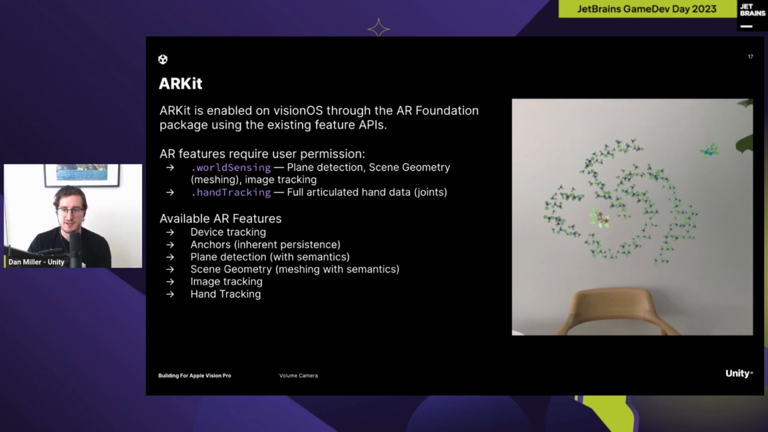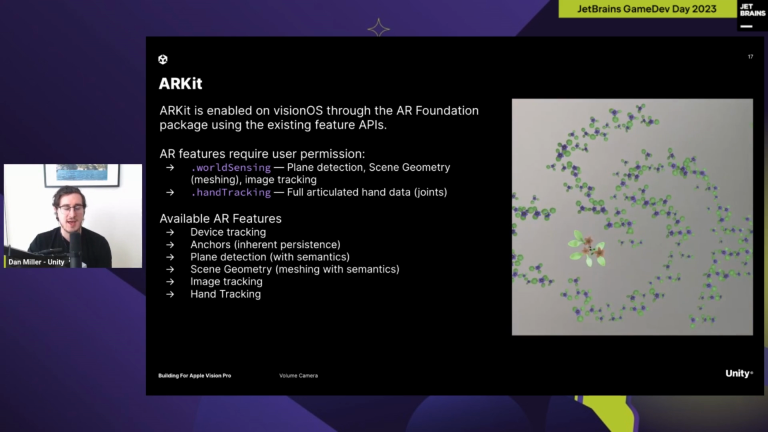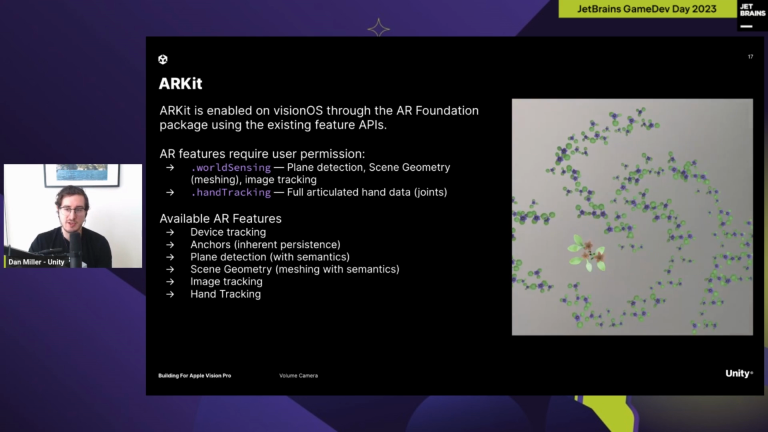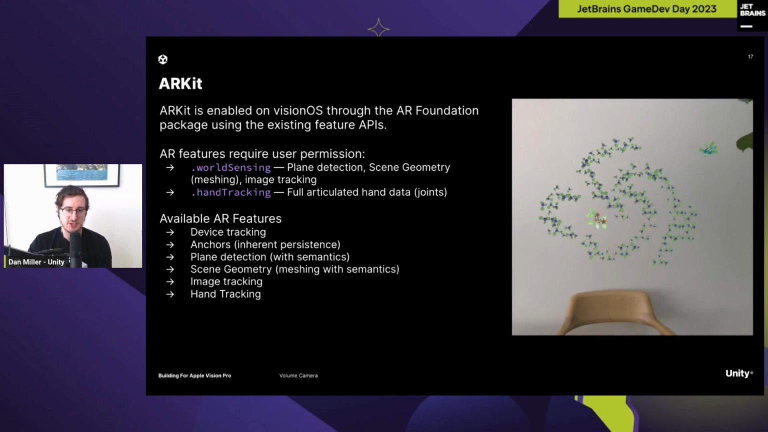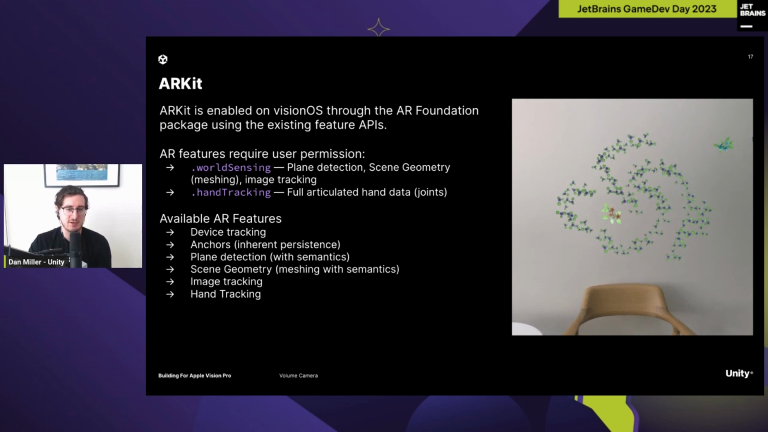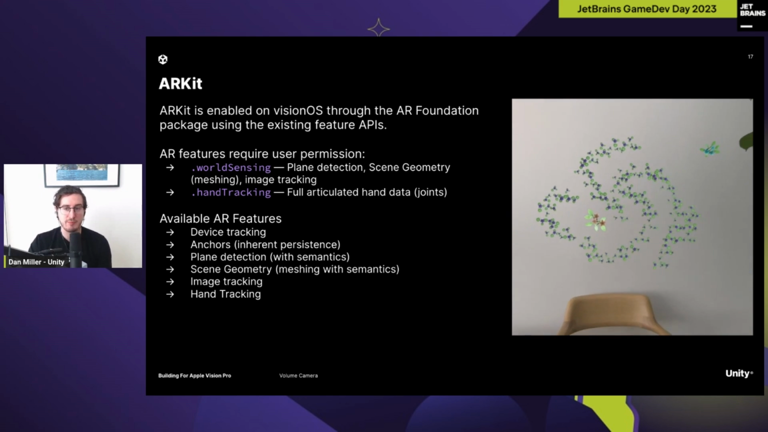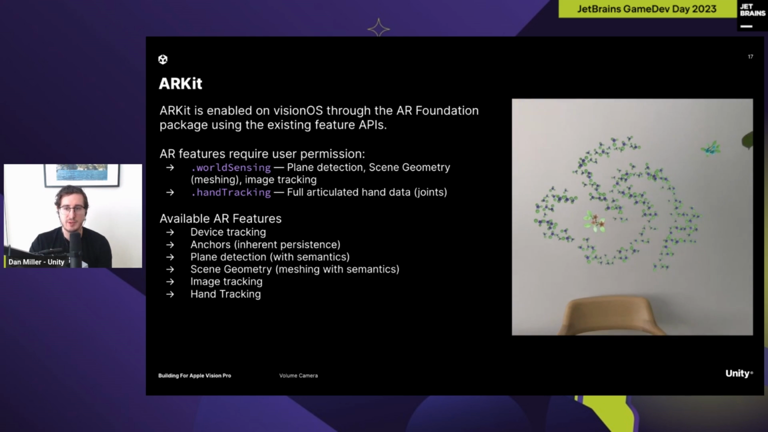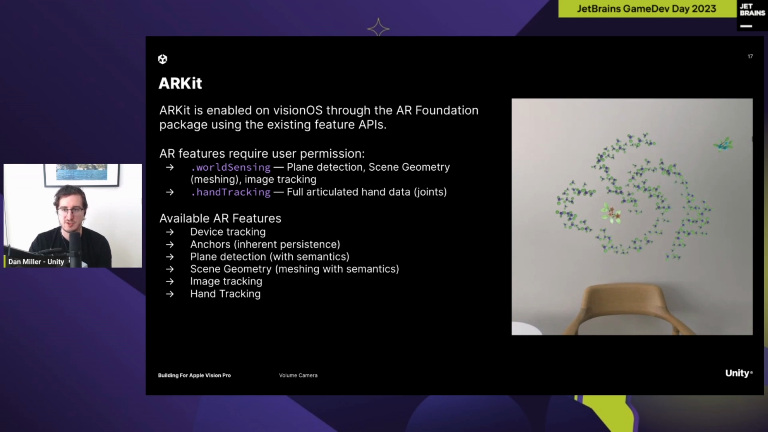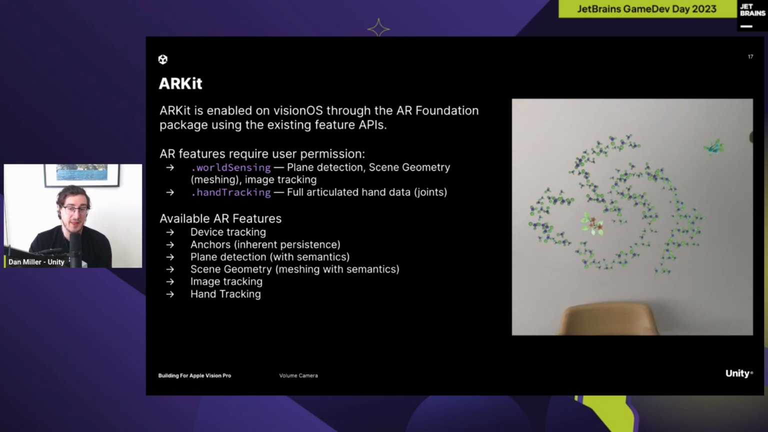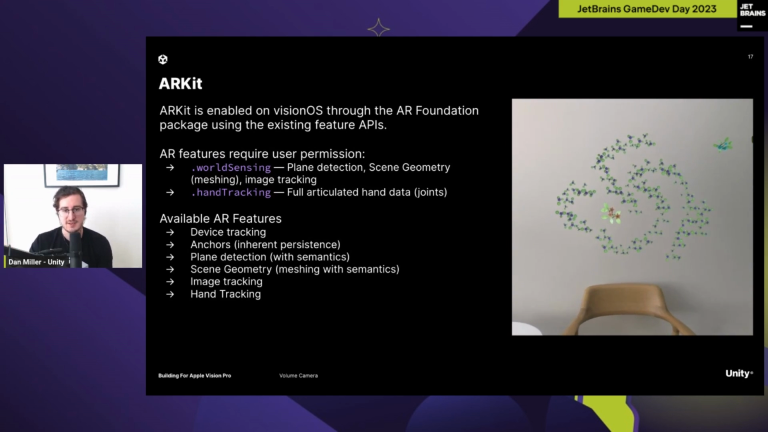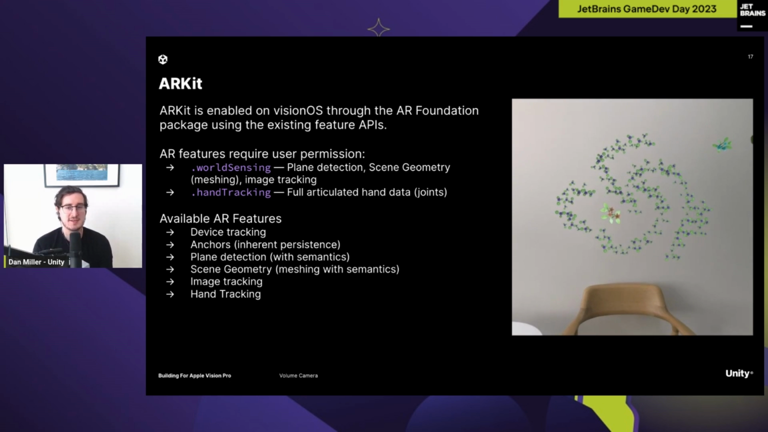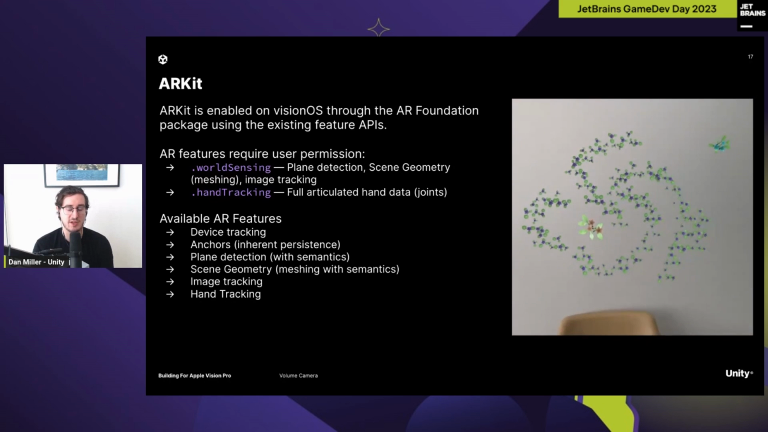Now, ARKit specifically: if you're familiar with ARKit for iOS, Apple has made a specific version of ARKit for visionOS. And on Unity, we enable this through AR Foundation. AR Foundation is our abstraction on top of a variety of different AR platforms to give you a single API that you can target for building to these platforms with specific features. So we have something called AR Plane, and that works across a variety of devices and platforms that provide AR Plane data. For visionOS, ARKit features need to be enabled with permissions.